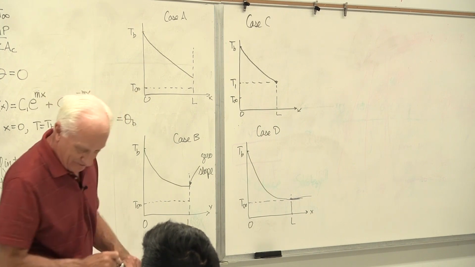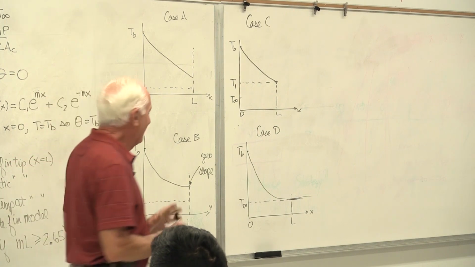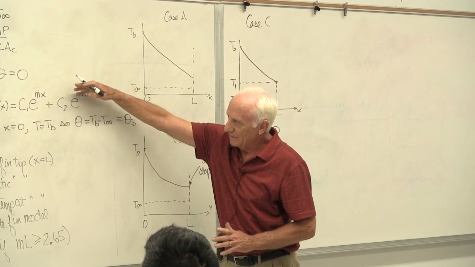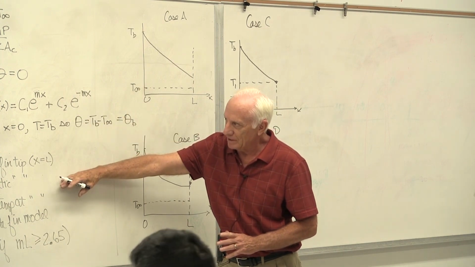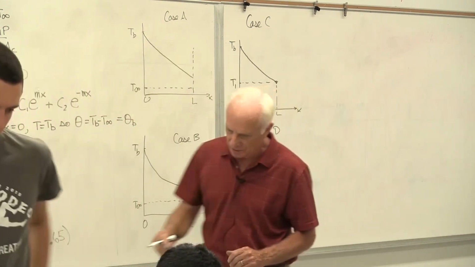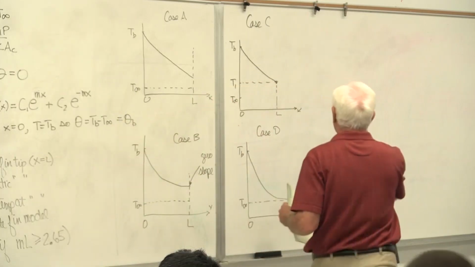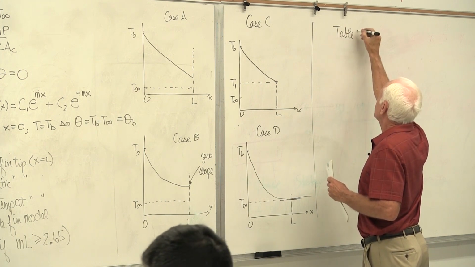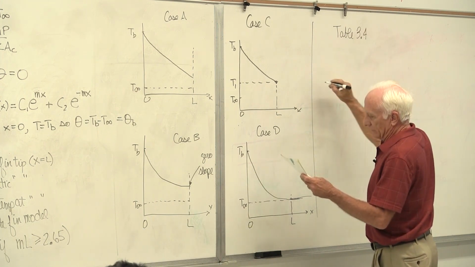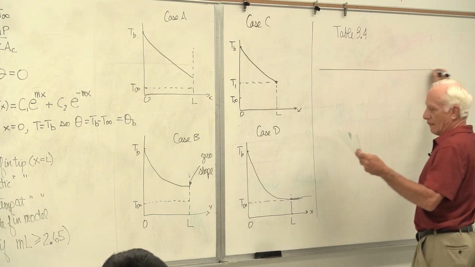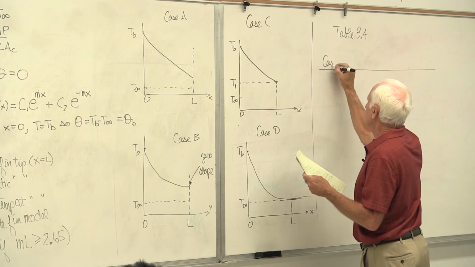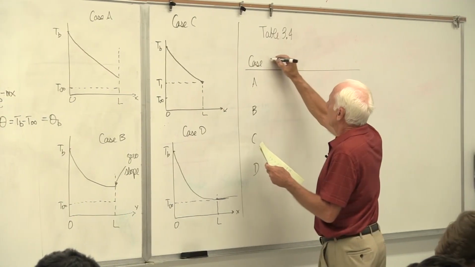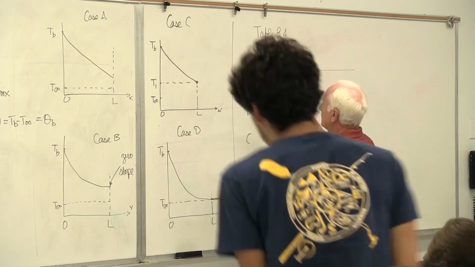Okay, now this thing's been solved. For you, luckily, it's all been solved. This equation's been solved, the general solution, with these boundary conditions. So now we go to the table in your textbook, Table 3-4. I'll just outline what's on this table for you. Case A, B, C, D. This is the tip condition.